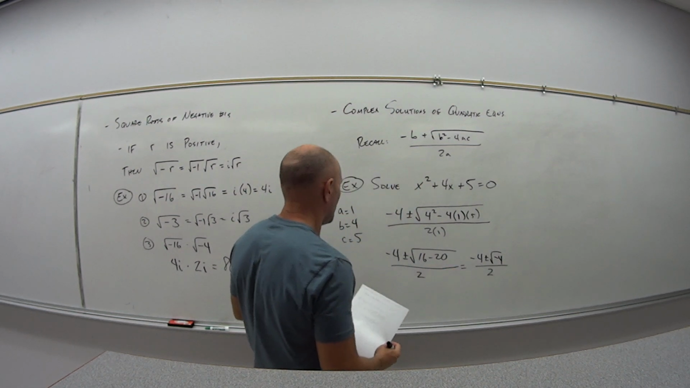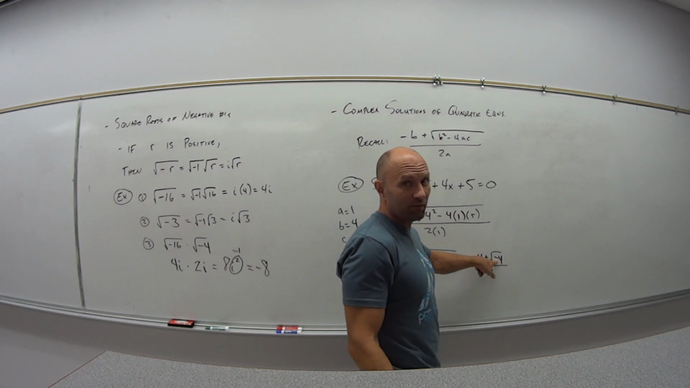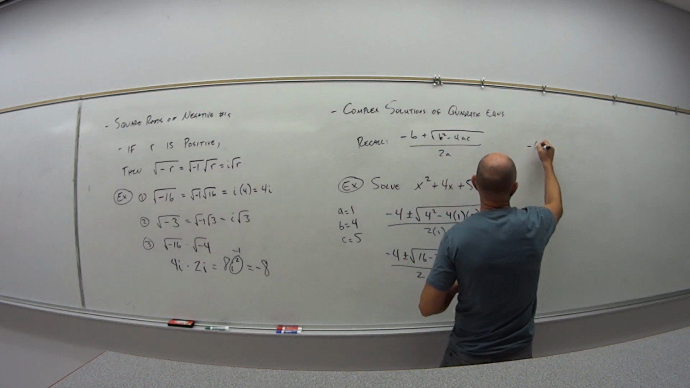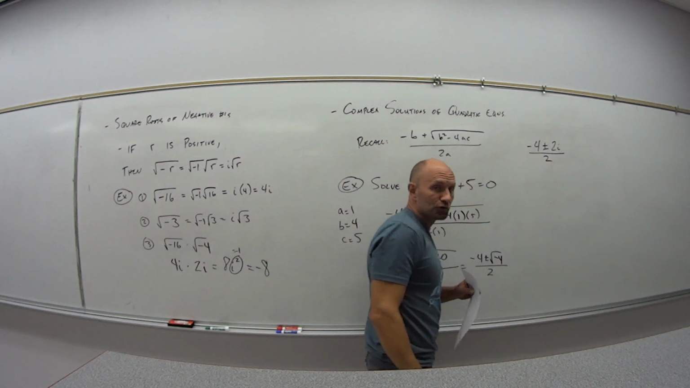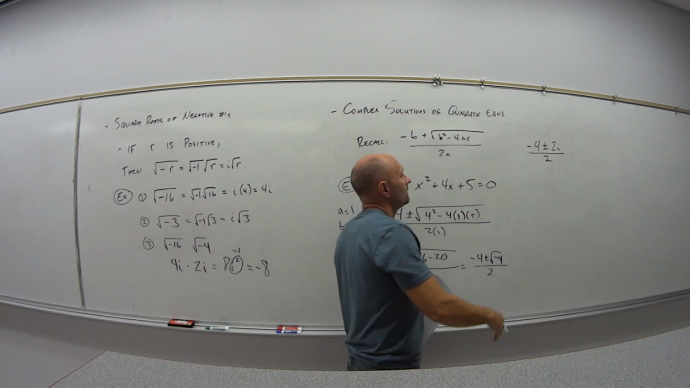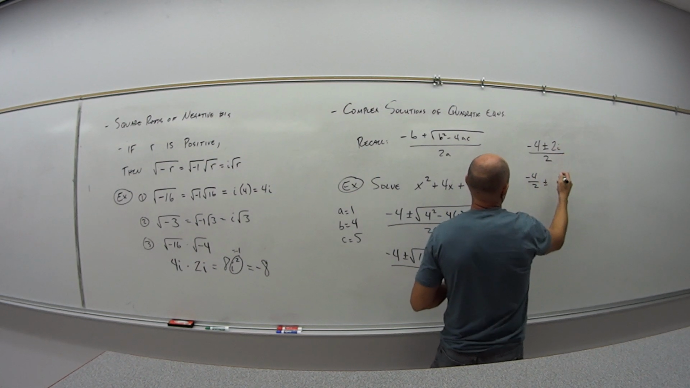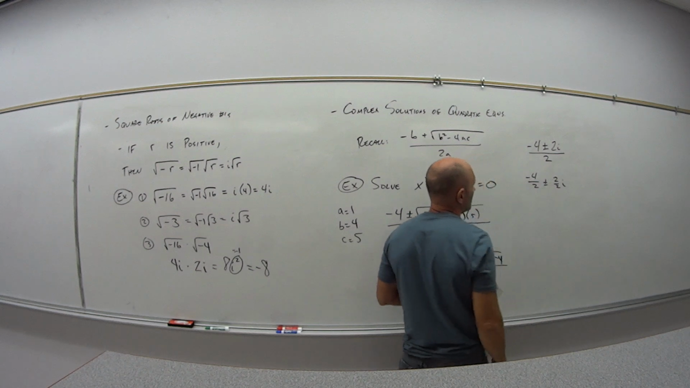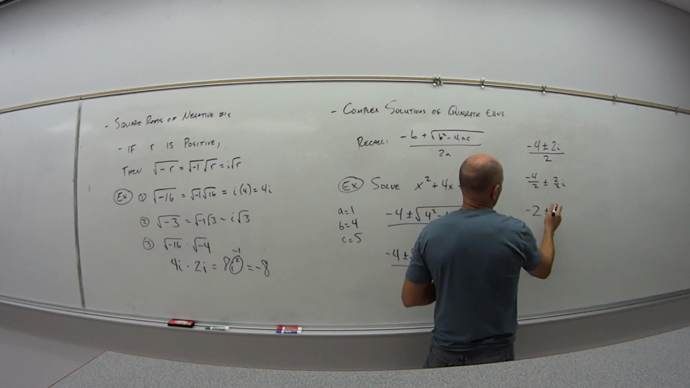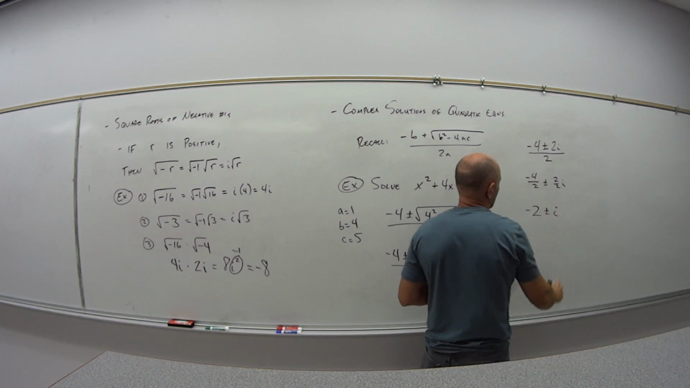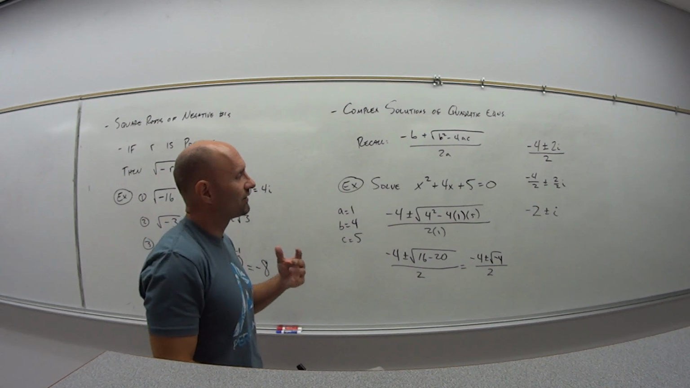The square root of negative 4 is what? The square root of 4 is 2, and because of the negative, that's our i. So this becomes negative 4 plus or minus 2i, over 2. If we split this up, it's negative 4 over 2 plus or minus 2i over 2. Negative 4 over 2 is negative 2, plus or minus 2 divided by 2 is 1. So my final answer is negative 2 plus or minus i.